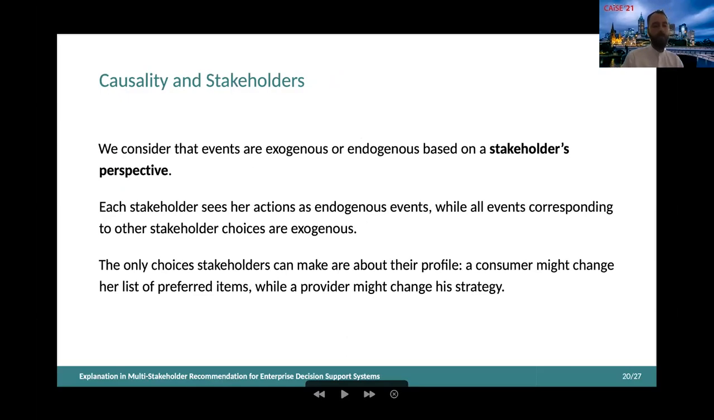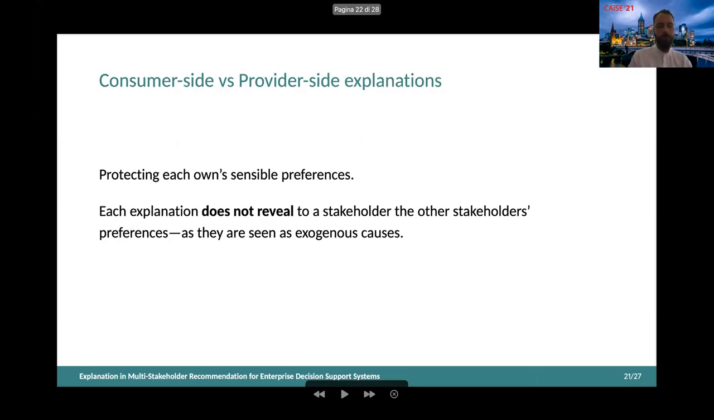The core point is that we consider endogenous and exogenous events based only on the stakeholder perspective. Each stakeholder sees their own actions as endogenous events, while events corresponding to the other stakeholder are seen as exogenous events. The only choice that a stakeholder can make is about their profile. A consumer may change her list of preferred items, while a provider may change his strategy to sell more and more items. Another important aspect of this approach is that each explanation does not reveal to a stakeholder the other stakeholder's preferences, because they see the other events as exogenous causes.